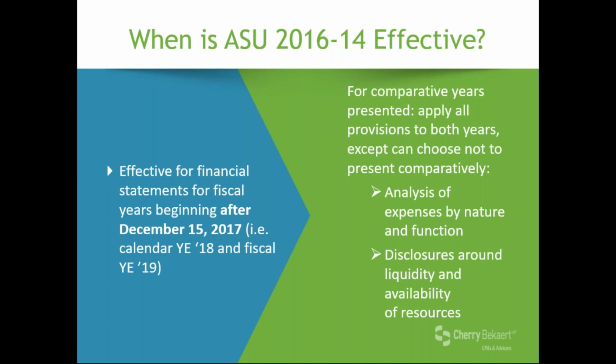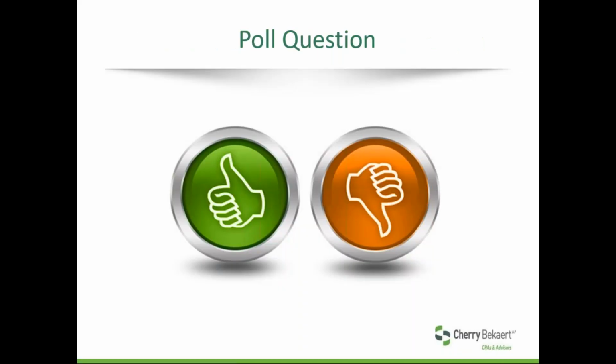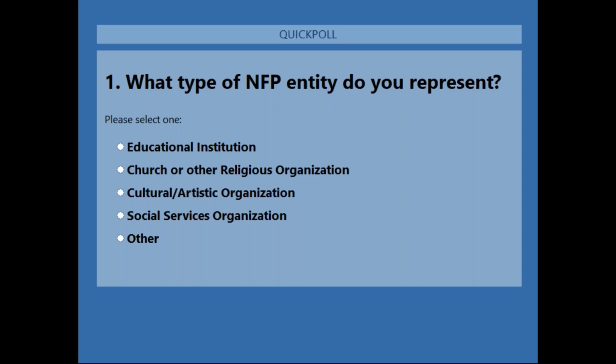So before we go any further, we have a polling question. What type of not-for-profit entity do you represent? Your options are going to be educational institution, a church or other religious organization, a cultural artistic organization, a social services organization, or other.